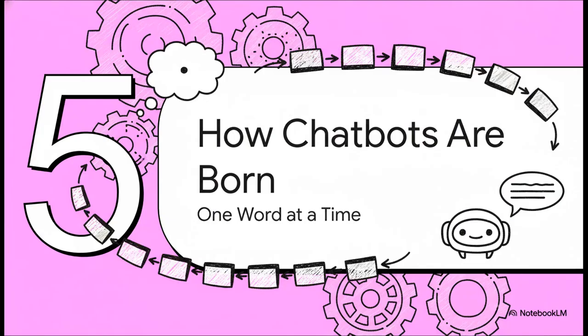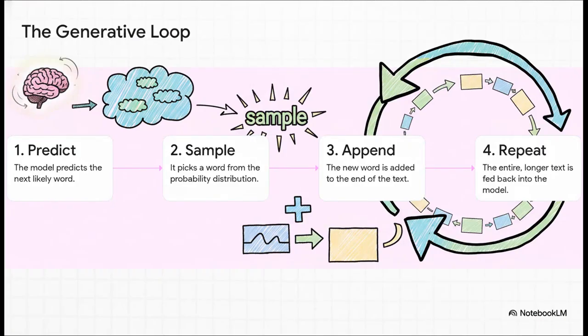Okay, let's bring it all home. We now know the model's entire job is to just predict one single word. So how does that turn into the long, coherent answers we actually get from a chatbot? This is the real magic trick. The model predicts one word. It then picks a word from its list of probabilities, and it sticks that new word onto the end of the text it already has.